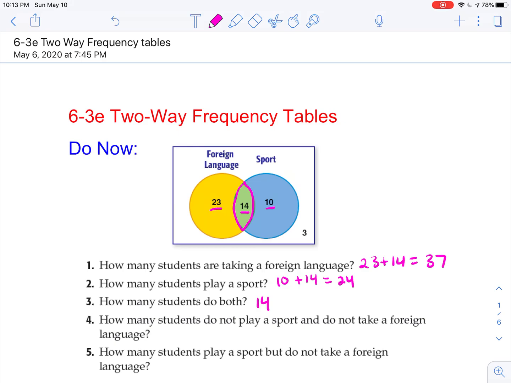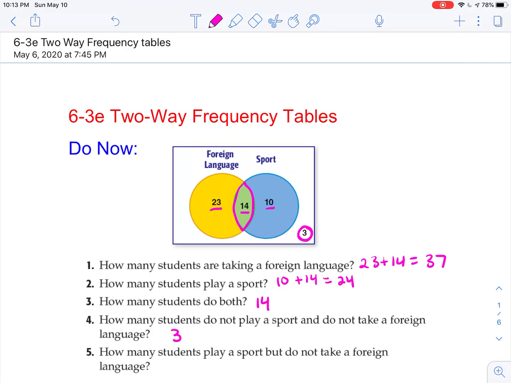Number 4, how many students do not play a sport and do not take a foreign language? So the question is, where in this graph is that number? The kids who are not involved in either of these two. Well, if we take a look here in the bottom corner, those are all the values that do not satisfy the two categories in our Venn diagram. Okay, so that means there are 3 students who do not do either.